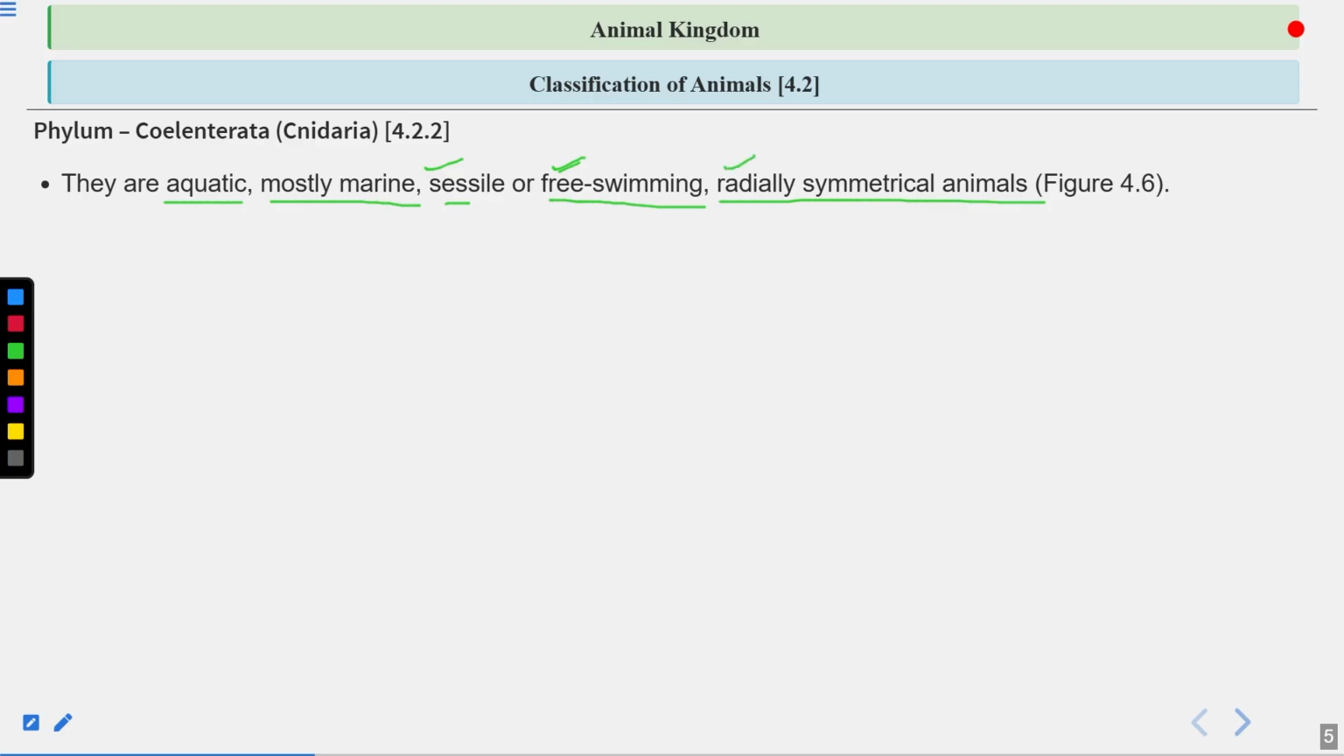Radially symmetrical means that if you cut the organism through the central axis, you can divide it from many different planes, and all those planes pass through the central axis. So that shows radial symmetry.